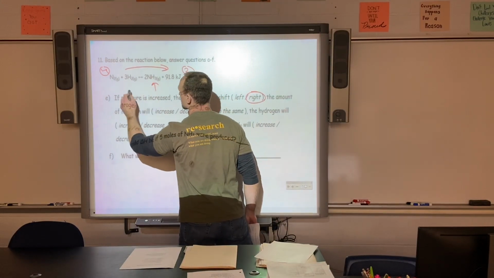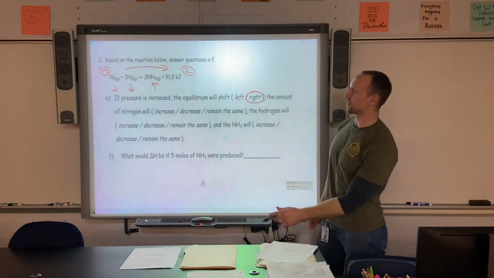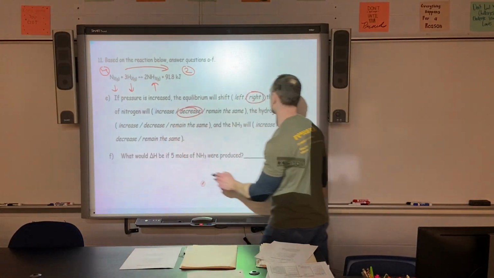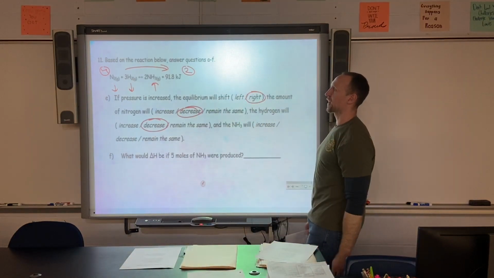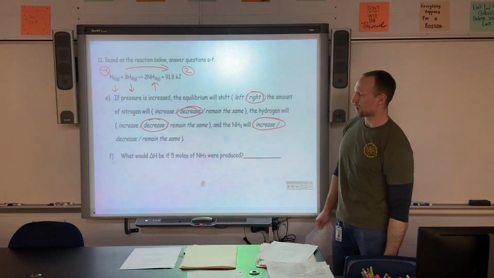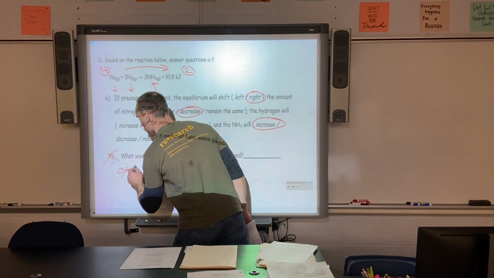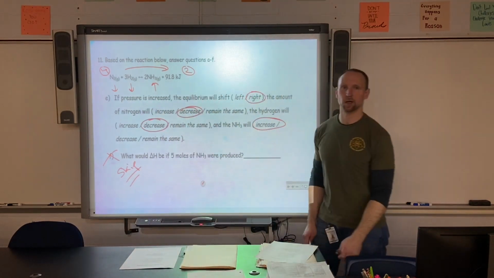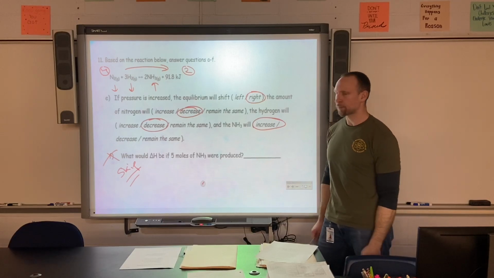whatever you go towards goes up, and what you go away from goes down. So the amount of nitrogen is going to decrease, the amount of hydrogen is also going to decrease, and the amount of NH3 is going to increase. Letter F you can skip, we haven't done this yet. Apologies, we're going to come back to that, so don't worry about that if you don't know how to do it. We'll come back to that later on.